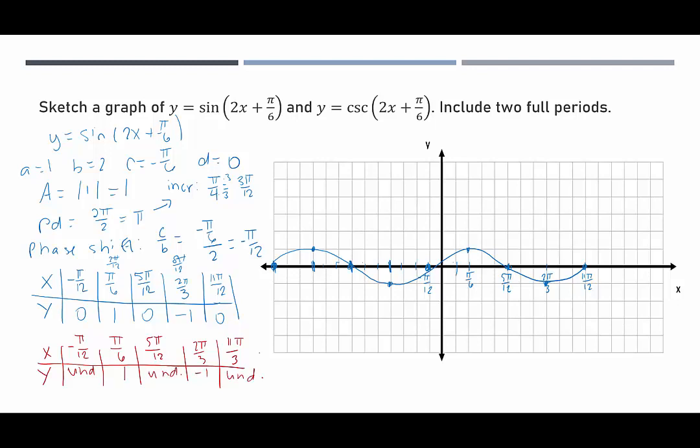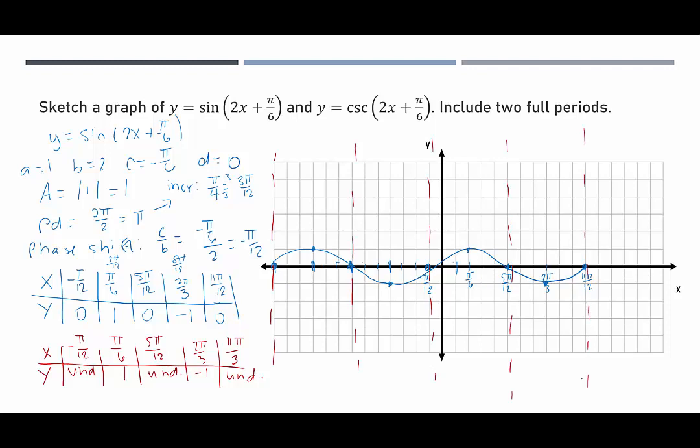All right, and again, anywhere we see an x-intercept, or really what it is, it's anywhere that's on the midline, that's going to be an asymptote of the reciprocal function. So we're going to see one here, and here, at -π/12, here at 5π/12, and then lastly at 11π/12.